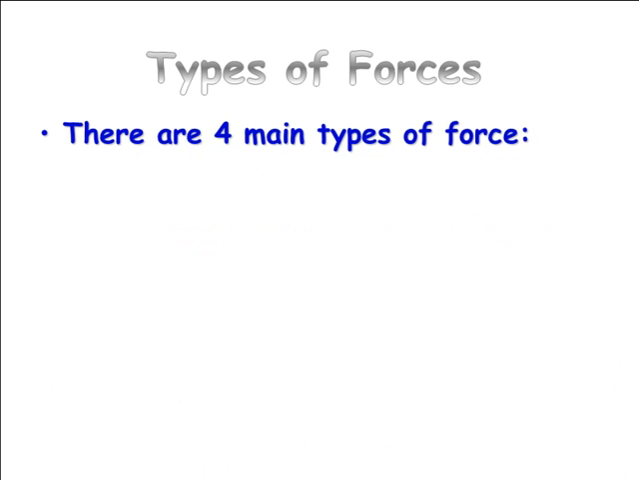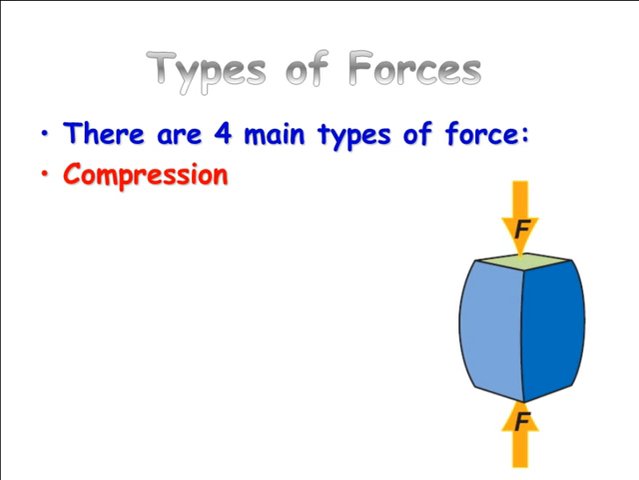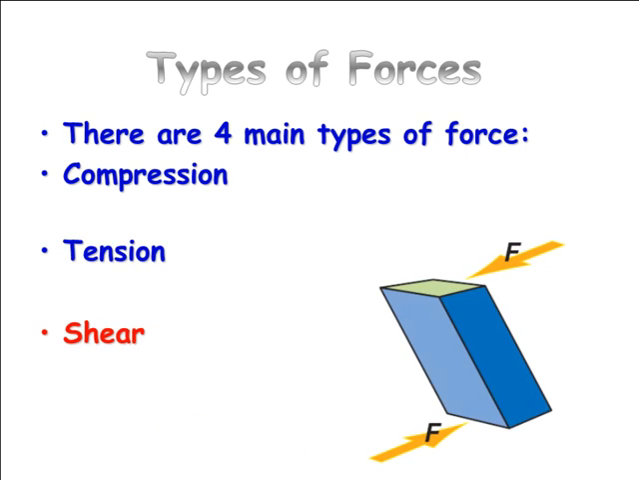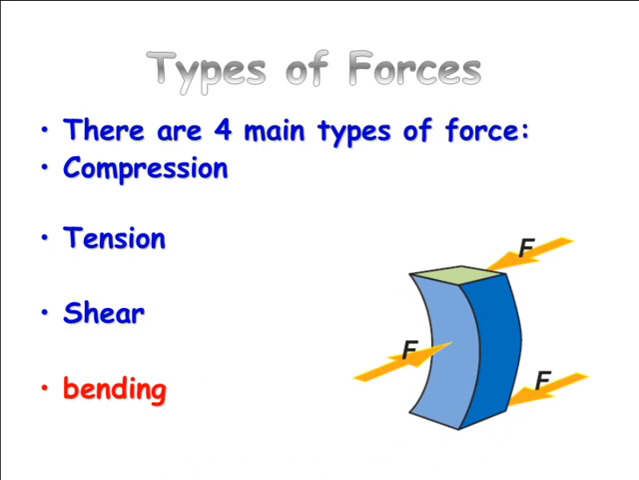There are 4 main types of forces. So what I'll do is I'll name each of them and we'll talk about each of them in a little bit more detail. Firstly we have a compression force, then a tension force, which is effectively the opposite. We've got shear forces, and then we have bending forces.